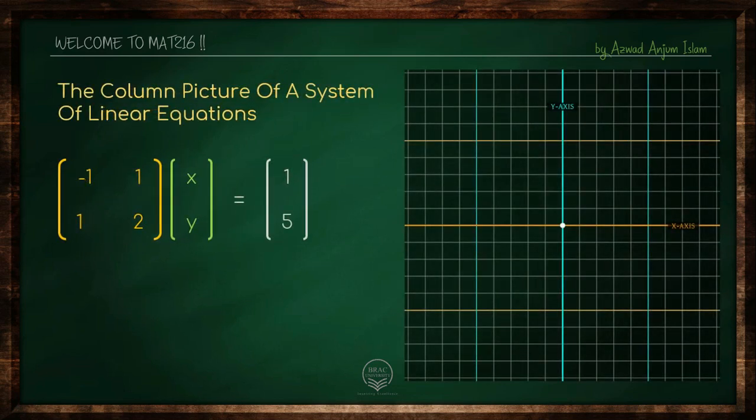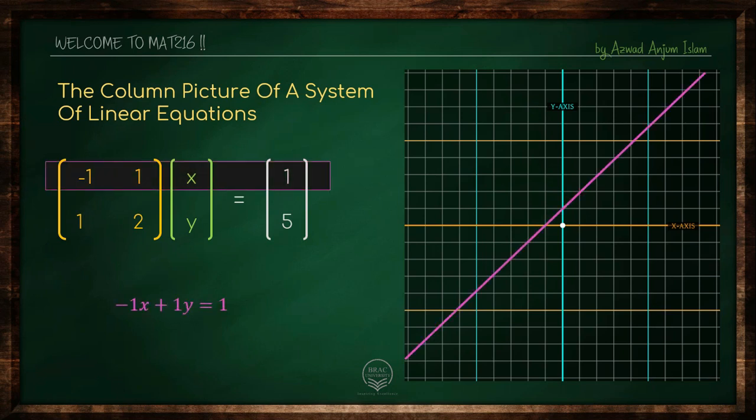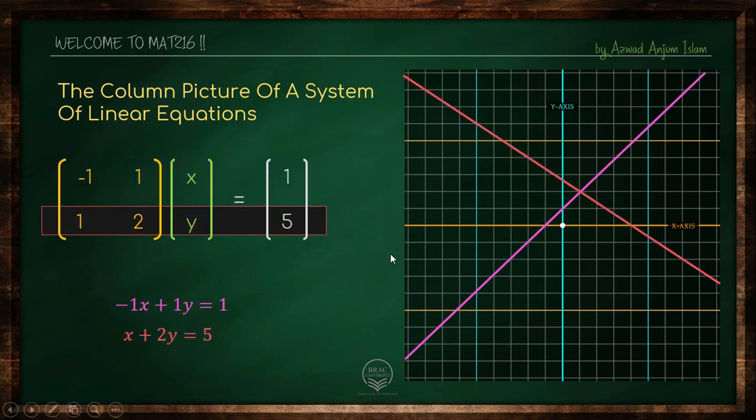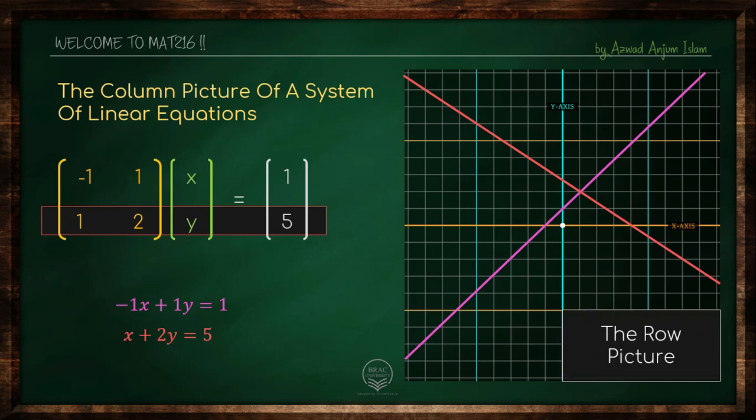For simplicity, again, I'm taking a 2 by 2 into 2 by 1 multiplication. So this is a system of linear equations, right? The first row here gives me the first equation, which is minus x plus y is equal to 1, and that corresponds to this line plotted in this graph. The second row gives me our second equation, which is x plus 2y is equal to 5. When plotted in a two-dimensional graph, it gives me this straight line right here. And the solution is the point of intersection. This is what we call the row picture, because we are visualizing each row as an equation, and the point of intersection is our solution of this system.